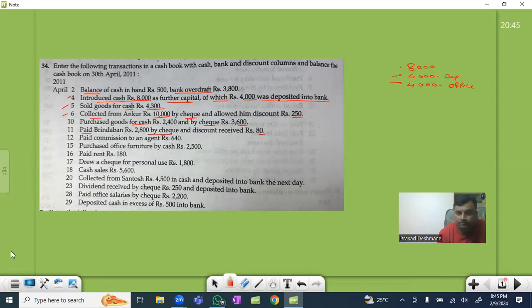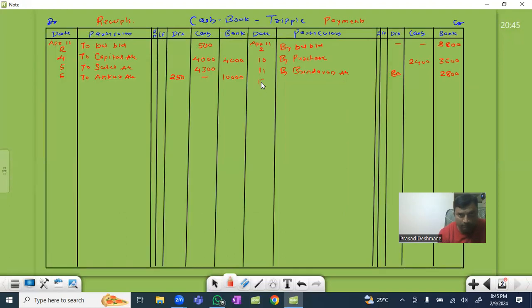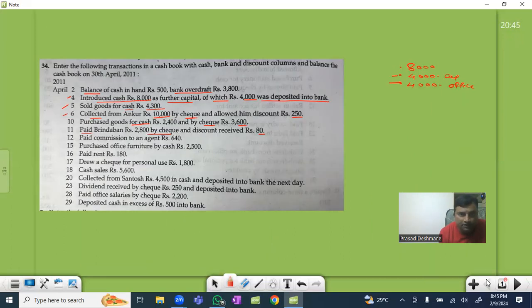Paid commission. Again a payment. Nothing is mentioned here, cash or check. It's by default. What is by default? Cash. Cash, correct. So date 12, by commission. What was the amount? 640.